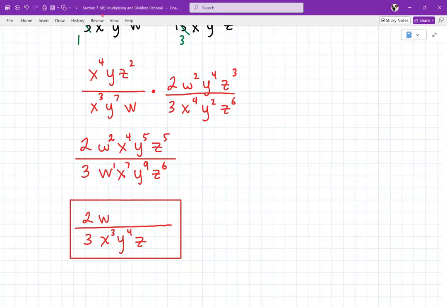And here's my answer. I know it looks kind of weird. If you don't like the way it looks, you can always say, okay, I'm going to put the 2w around the middle, and let me just shorten up the fraction, and there we go.